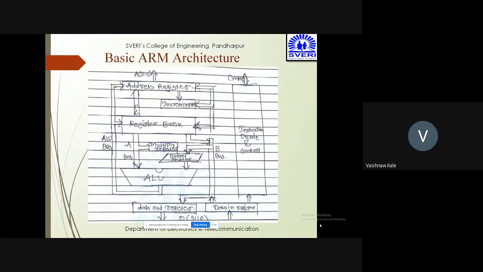Then this is the basic ARM architecture. You can see that there is an address register, program counter, incrementer. There is a register bank. Then you have a multiplier register. Then A bus, B bus. Then a barrel shifter. Then it has the ALU. Then there is a data out register, data in register. Then there is a control, and then an instruction decode and control. So all these things are very useful in designing the ARM architecture. So this is the overall general ARM architecture point of view.